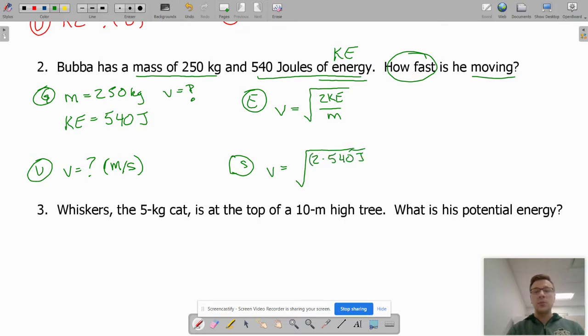Okay, so this is in parentheses here, divided by his mass, which is 250 kilograms. Okay, so you may or may not have dealt with square roots before.